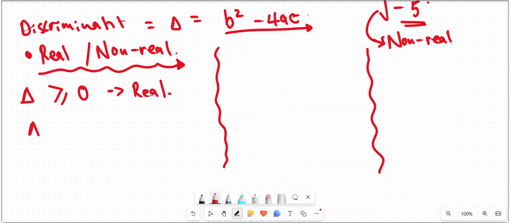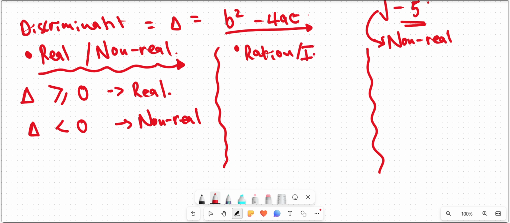Then if that discriminant, that b squared minus 4ac, comes out as a negative, that tells me these are non-real roots. Right? Then another category that we're interested in is if they're rational or irrational.